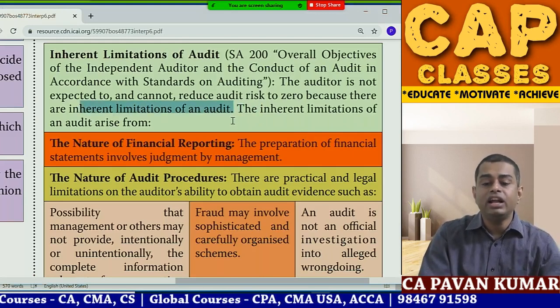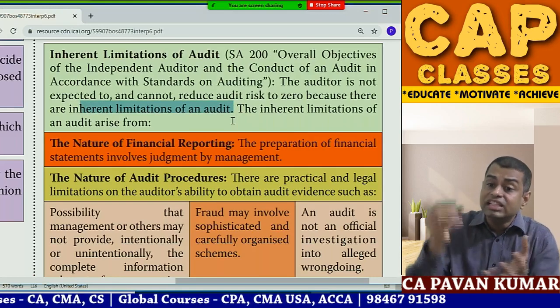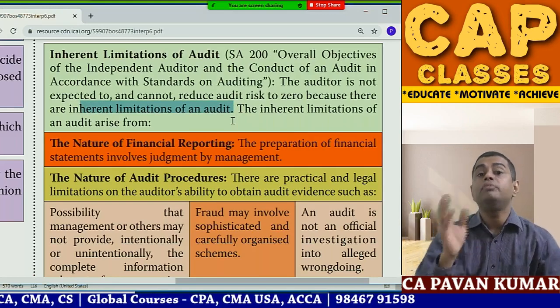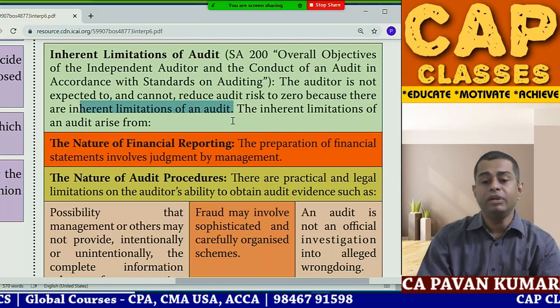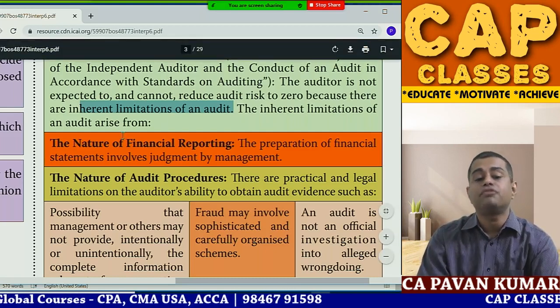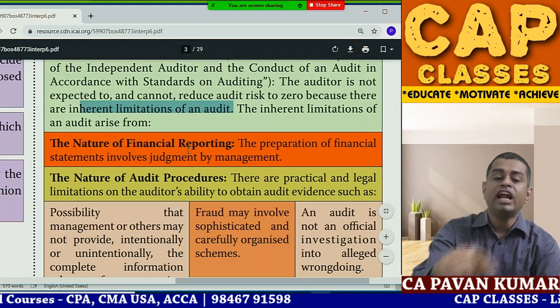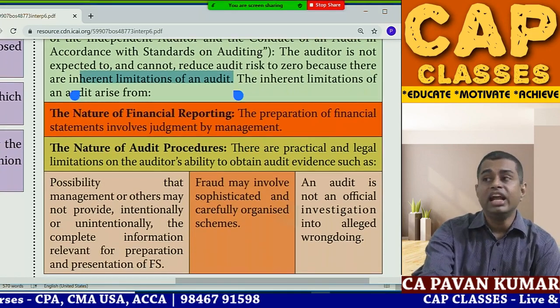What is the meaning of inherent? Inherent means that which is embedded, which cannot be eliminated. The inherent limitations of audit arise from one, nature of financial reporting. First one is nature of financial reporting.